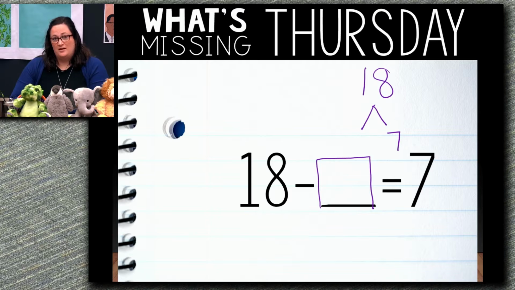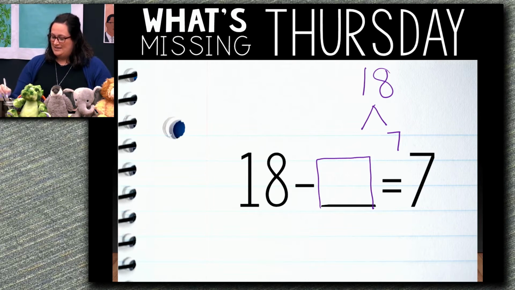How do you want to solve this one? Do you really want to count on for this one, if you're at 7 all the way to 18? No. Oh, we could subtract 7 from 18, and that would give us the other part, right? If you take a whole and you subtract a part, you find the other part.